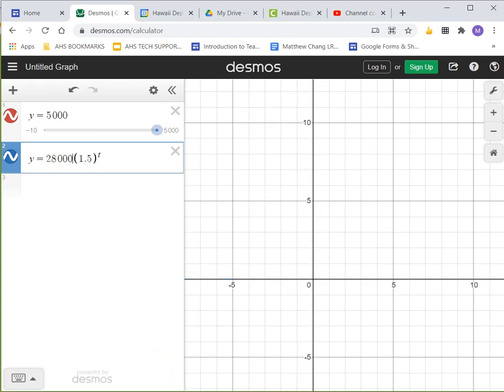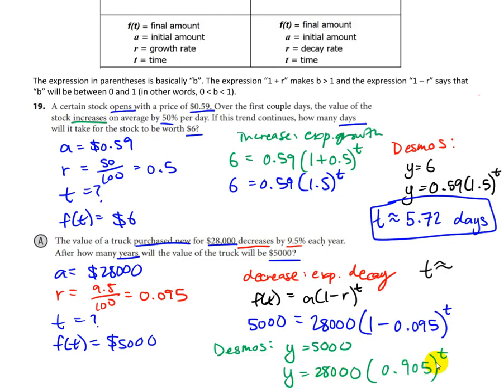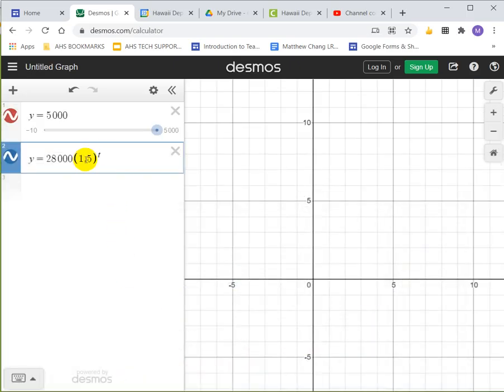28,000 times 0.905 raised to the t. Okay, now you might look at this and be like, well, Mr. Chang, where's my graph? Where can I find my intersection point?